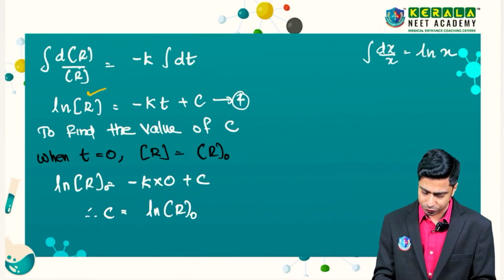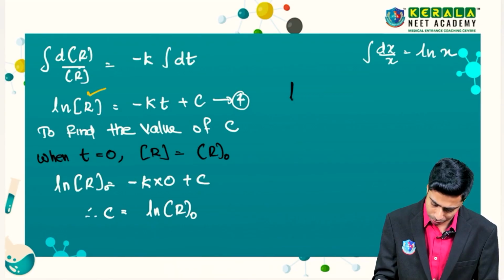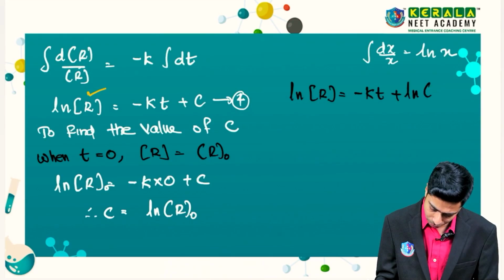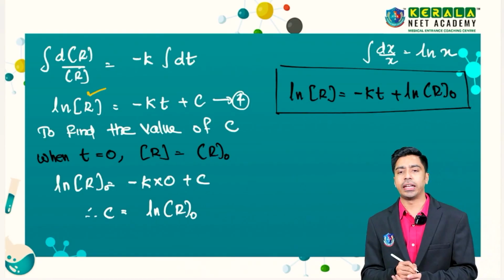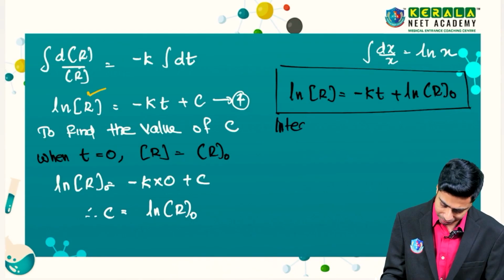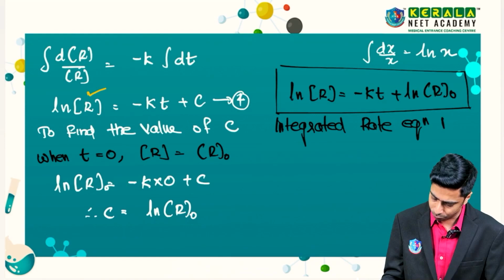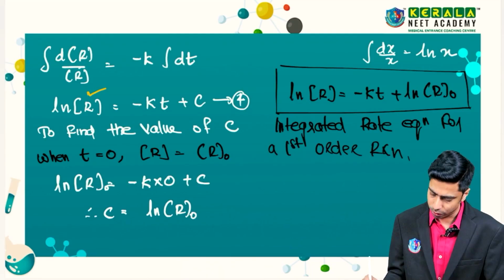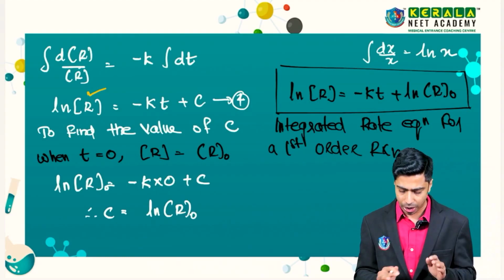Now we'll substitute the value of c in equation 4. Substituting the value of c in equation 4, we'll get natural logarithm of [R] is equal to minus kt plus natural logarithm of [R]0. And this equation is called the integrated rate equation for a first order reaction. So ln[R] is equal to minus kt plus ln[R]0.